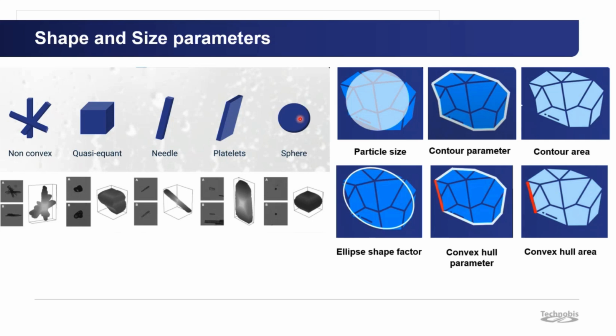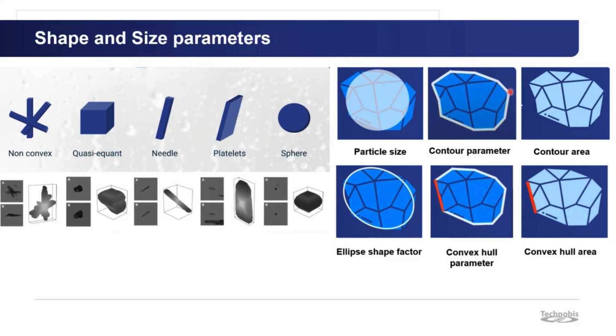And then we have 6 metrics which are outputted. So we have particle size, which is the equivalent circle diameter. So the number of pixels making up a detection is converted to a sphere with the same number of pixels, and then we measure the diameter.